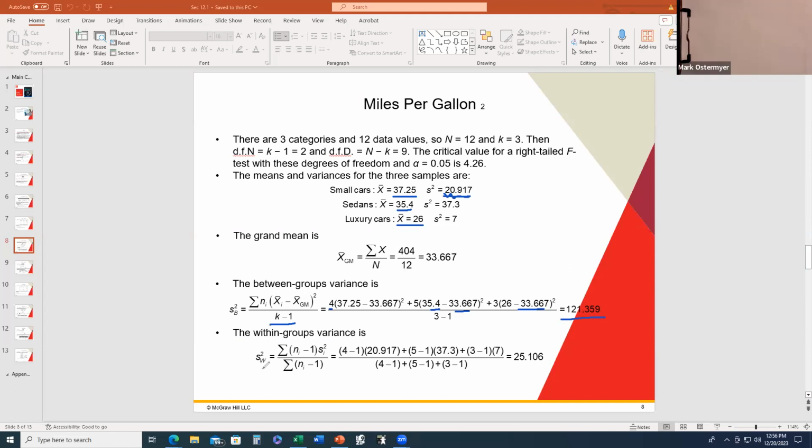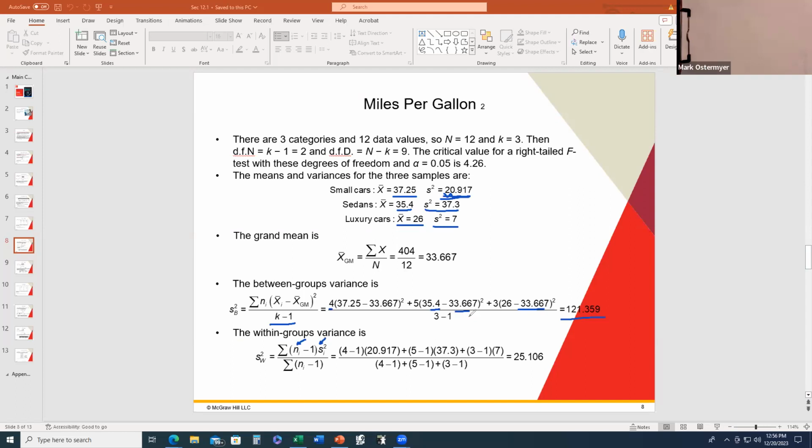Now we have to find the variance that exists within groups. And to do that, we use this formula here. Notice we're going to need to know the size of our sample for each group and also its variance. And the variances were computed up here. Do we understand how we're getting this second variance here of 25.106? Do we understand how that's coming into existence? Yep. All right. So it's really a matter of using these formulas, but you can see it's somewhat tedious.